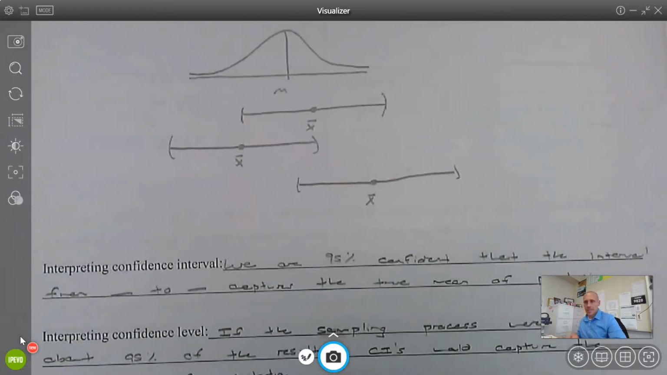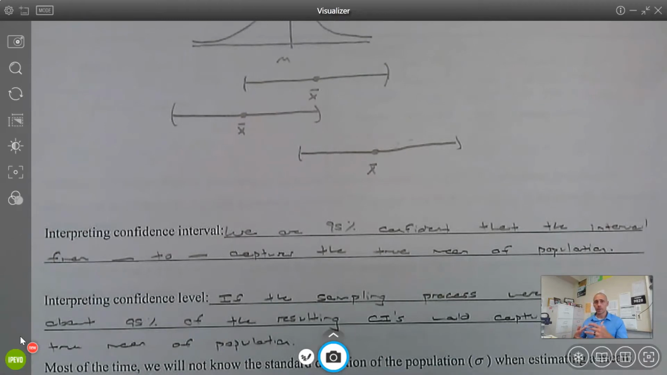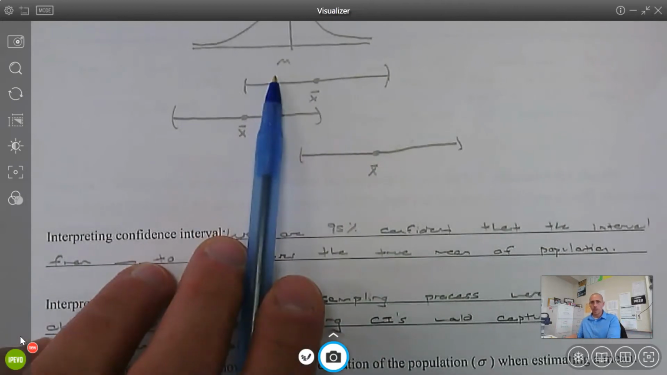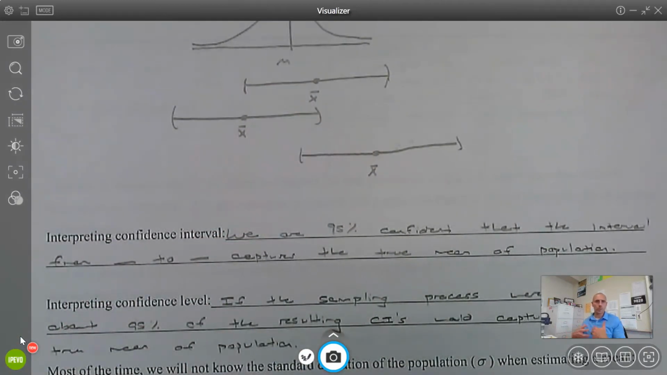If you're asked to interpret the interval, we're talking about one interval. So we're 95% confident that the interval from blank to blank captures the true mean of the population or true proportion, whatever you're dealing with. Confidence level, if we repeat the random sampling many times, is your capture rate. It's this picture. About 95% of these confidence intervals are going to capture the true mean or the true proportion of the population. So you're always going to have to interpret an interval when you construct one.